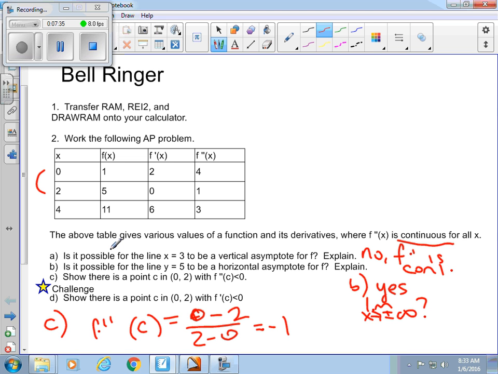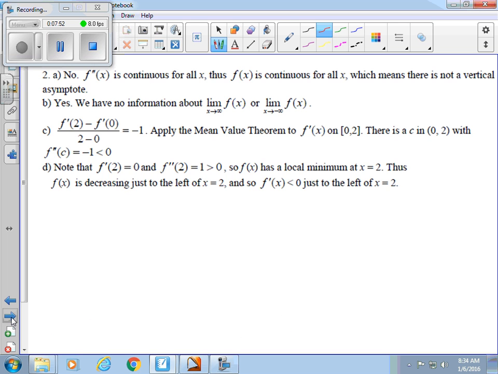What has to happen right before a minimum on the first derivative test? What has to be negative? The first derivative, right? So this is a crazy hard question. Here is actually all the answers, but here is D's explanation.